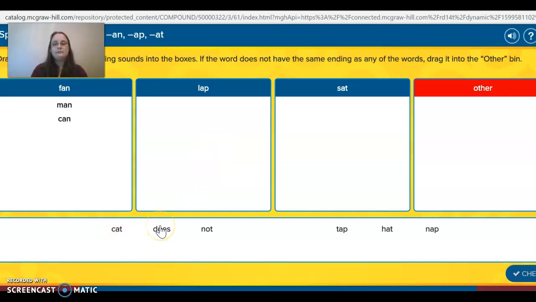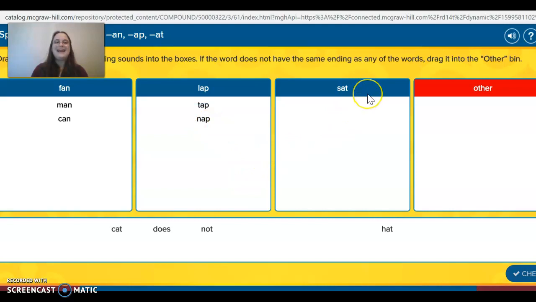Cat, nope, they don't rhyme. Lap, not, don't rhyme. Lap, tap, those rhyme. So we know that goes there. Lap, hat, close, but not quite. Lap, nap, those two rhyme.